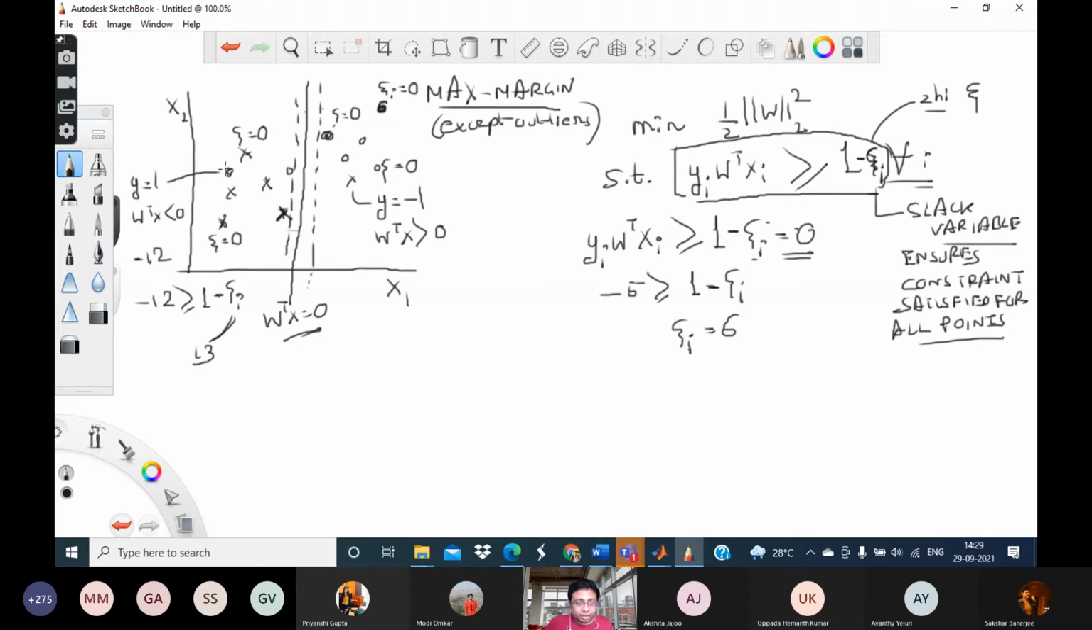Now it is fine, right? So for this point I set xi equal to 6, for this point I set xi equal to 13, and so on. For the other points maybe xi is equal to 0. So basically, for a particular setting of w, I have to put the values xi i to all the points to make sure that this constraint is always satisfied.